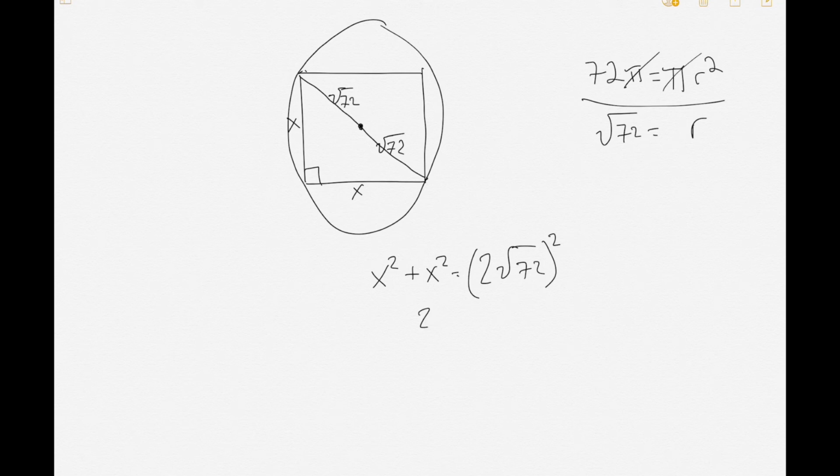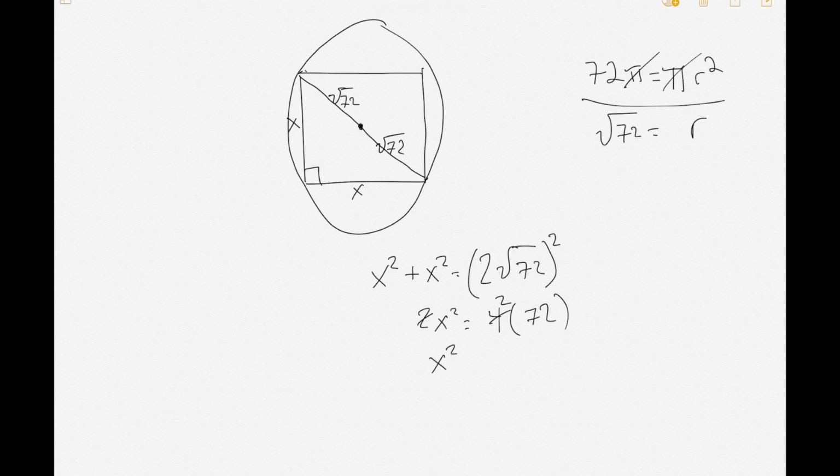x squared plus x squared equals 2x squared. And then we have to square 2 times the square root of 72. To do that, we would square both the 2, which 2 squared would be 4, and then we would square the square root of 72. And the square root of 72 squared is simply 72. All right? So now we get 2x squared equals 4 times 72. The 2 and the 4 could simplify to the 2.